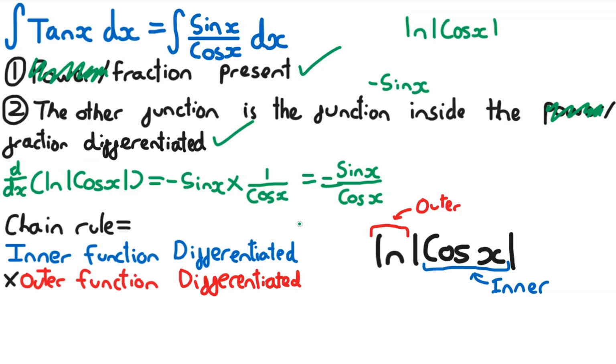We have this minus here, so we need to divide it by minus 1, which is the same as timesing it by minus 1. So the answer is minus the natural log of cos of x, and then remember the plus c on the end.